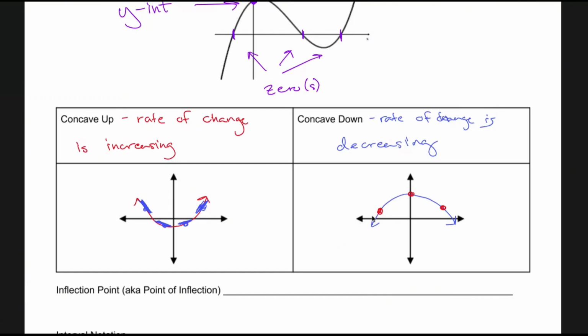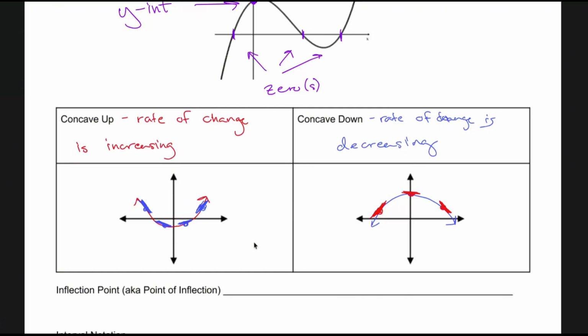And if this was a roller coaster, I start out all the way to the left with a nice positive 1. Once I hit my very tippy top, I have a 0 slope. And once I make my way down, I have a negative slope. So my slope goes from positive to negative, which means my rate of change, my slope is always decreasing.